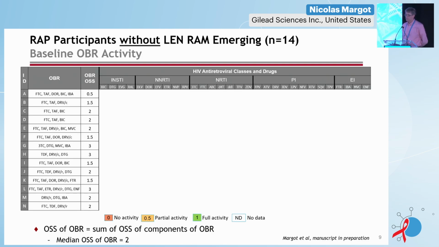So I'm going to first describe the participants in the resistance analysis who did not have Len RAMs emerging. What I'm showing here is the OBR at baseline and the activity that it had. As you can see on those 2 left columns, the OBR is listed and the overall OSS of the OBR is listed as well. As indicated in the bullet, the median OSS of the OBR was 2. So 2 active drugs to which Lenacapavir was added.